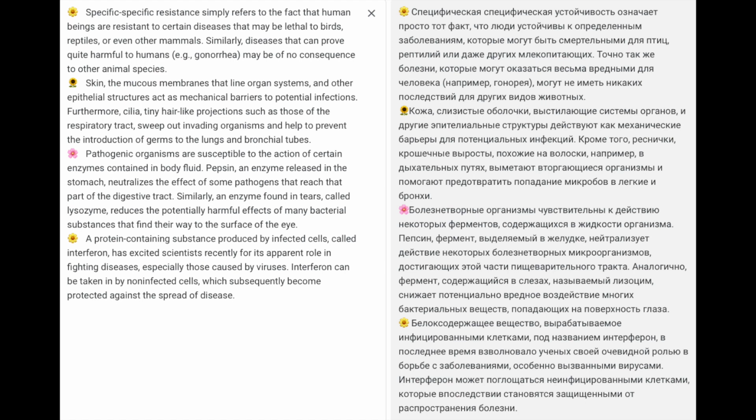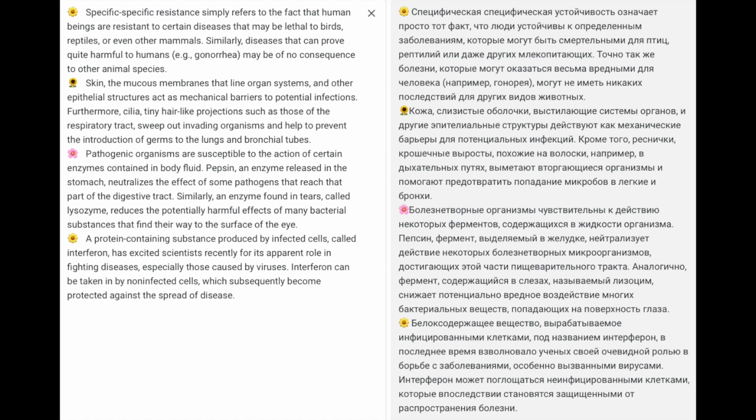Pathogenic organisms are susceptible to the action of certain enzymes contained in body fluid. Pepsin, an enzyme released in the stomach, neutralizes the effect of some pathogens that reach that part of the digestive tract. Similarly, an enzyme found in tears, called lysozyme, reduces the potentially harmful effects of many bacterial substances that find their way to the surface of the eye.